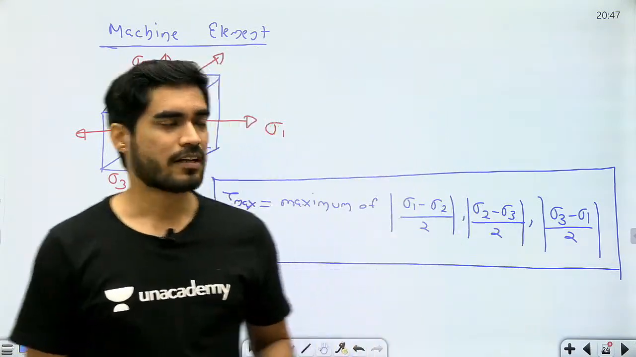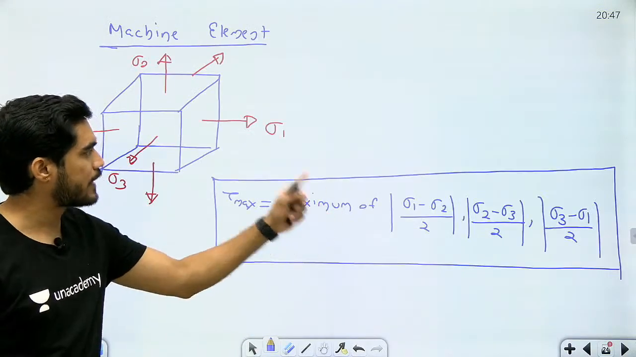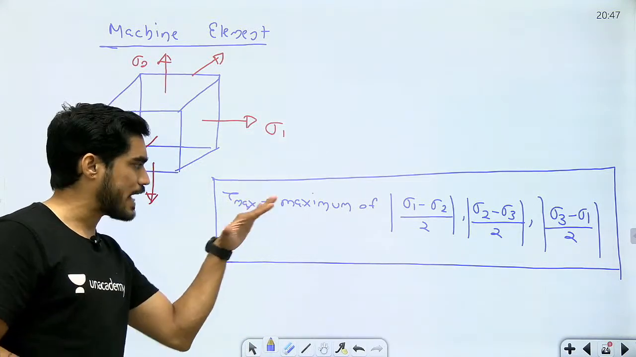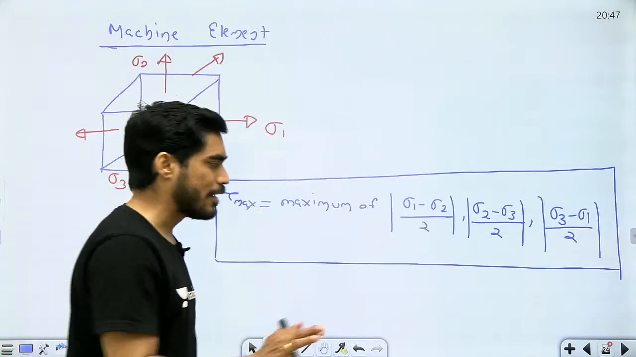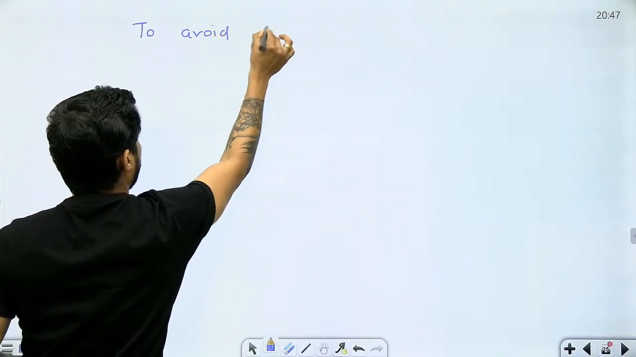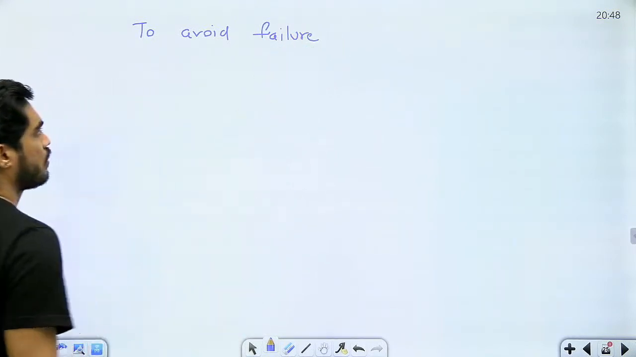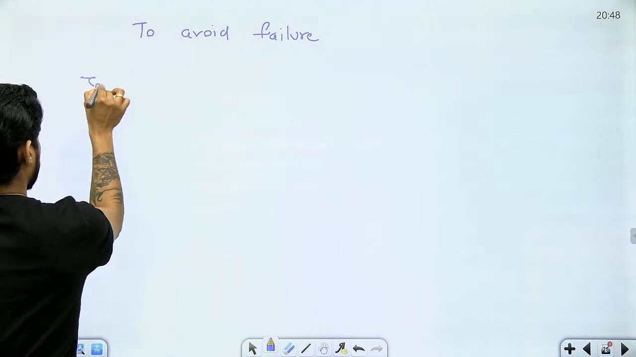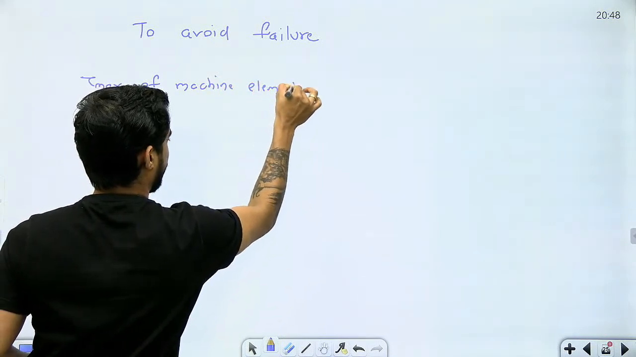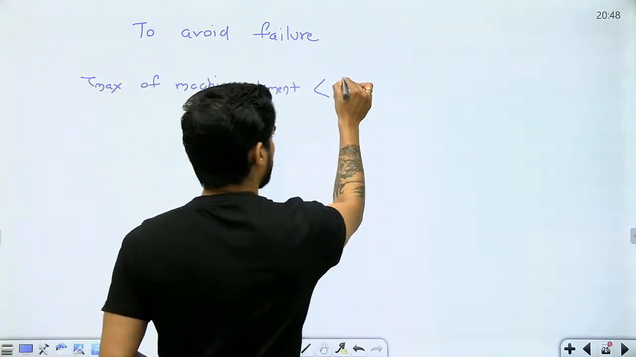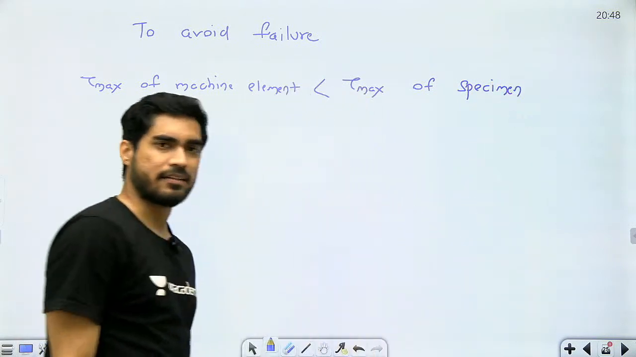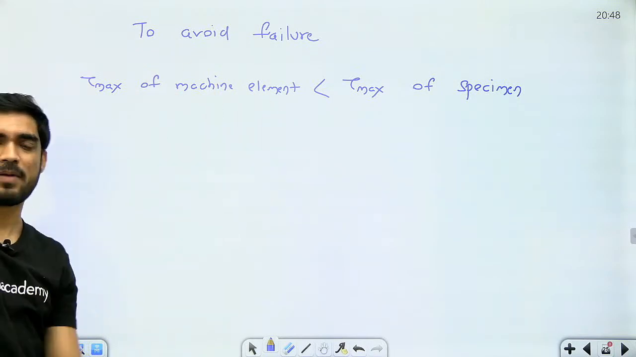Okay. Now we have tau maximum of specimen, we have tau maximum of machine element. So beta, according to this theory, the machine element is going to fail when this tau max will become equal to this tau max. Now I don't want failure. I want to save the machine element from failure. So to avoid failure, what will be the equation, beta? Tau maximum of machine element should be less than tau maximum of the specimen. मशीन एलिमेंट का टाउ मैक्सिमम स्पेसिमेन के टाउ मैक्सिमम से कम होना चाहिए.